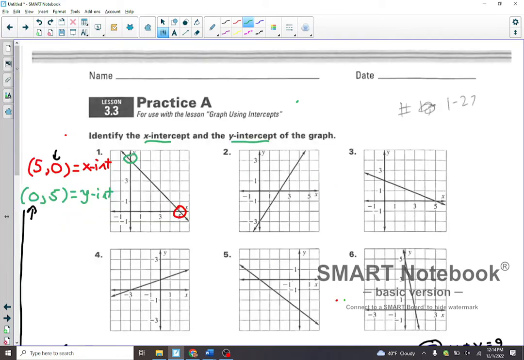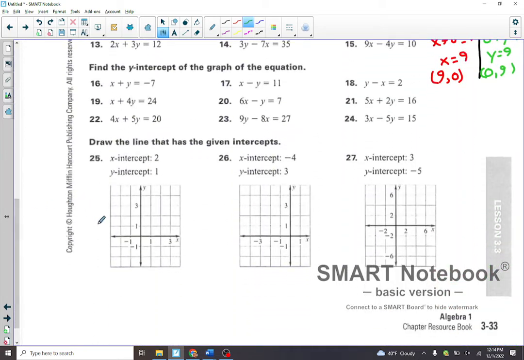All right. Let's look at number 25. Our x-intercept is 2. If my x-intercept is 2, that means I have a point at 2, 0. My y-intercept is 1, so that must mean it's at 0, 1. Because I know those coordinate points, I go 2 right, 0 up and down, and my y-intercept is 1 up, 0 left and right, and I just connect the dots. Very straightforward. Just put the dots and graph it.